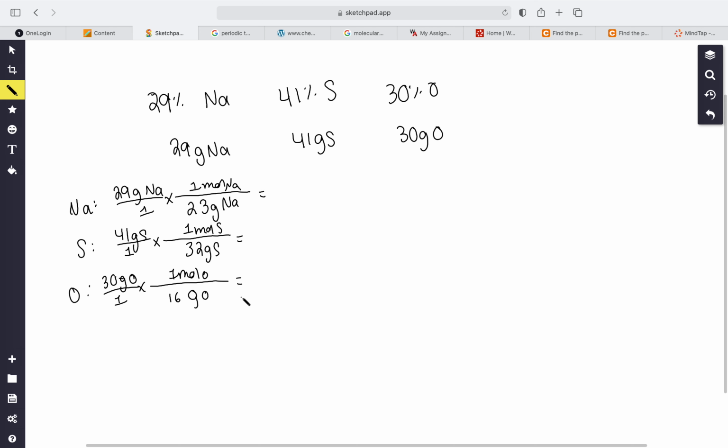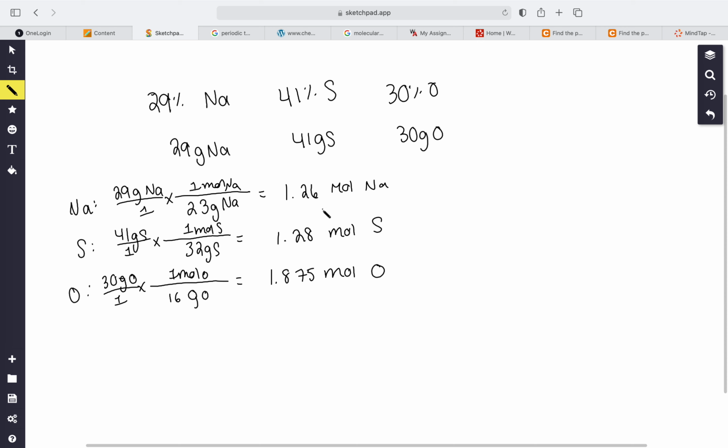Okay, so here's the answers that I got on my calculator. I got 1.26 moles of Na, 1.28 moles of sulfur, and then I got 1.875 moles of oxygen. Right, so now you're probably like, these numbers are crazy. I don't want to work with these. I know we have to do a million steps in order to get a whole number for all of these, but you don't have to, right?